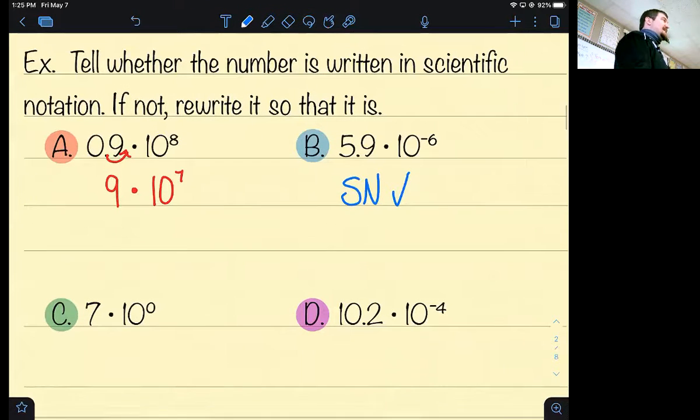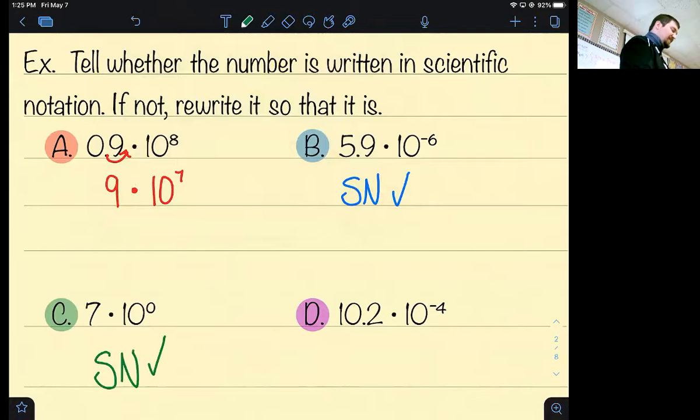Example C, is that in scientific notation? Yes. Is the factor between 1 and 10? Is it being times by 10 to an exponent? Yes. Then this is in scientific notation. You're right, it is just 7. I don't know why they wrote it in scientific notation. It's just examples.